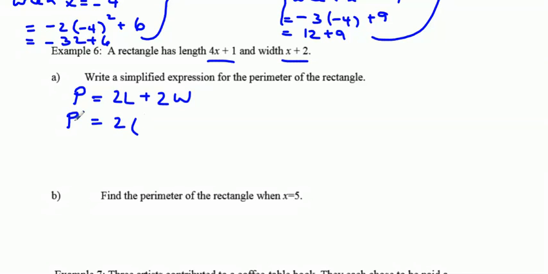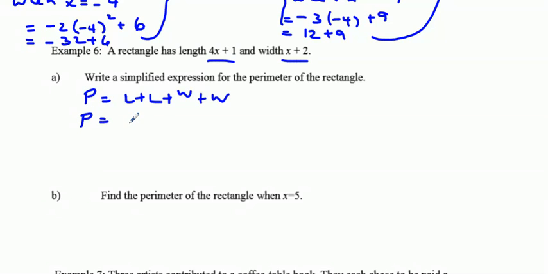you know what? I'm not going to use that formula. Sorry, I'm going back on that because you haven't learned distributive law yet. Well, you probably know it already, but I'm going to assume that you don't know it because we're going to learn that, I think, tomorrow. So let's go with this formula. Perimeter is length plus length plus width plus width. So perimeter is going to equal 4x plus 1 plus 4x plus 1 plus x plus 2 plus x plus 2.